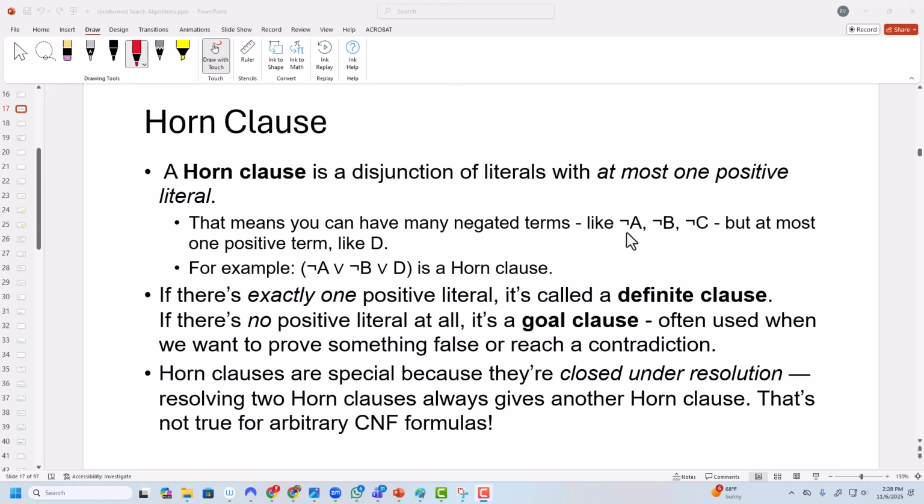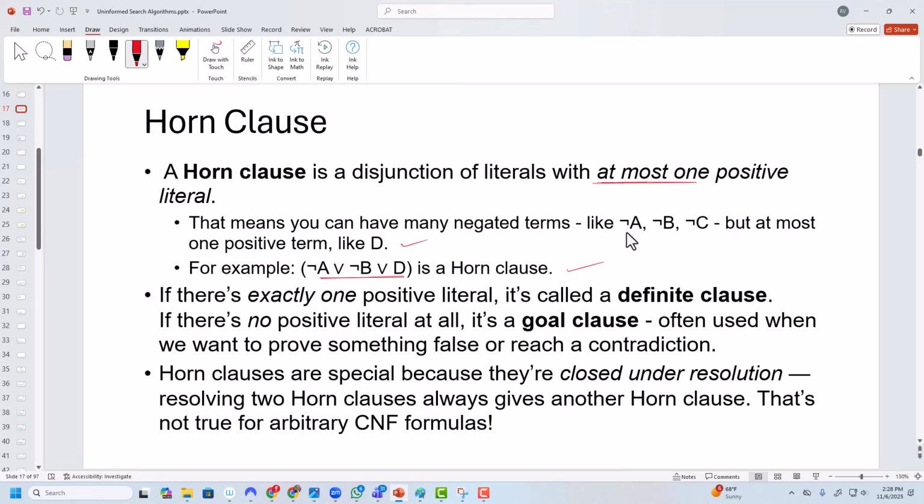Let's start with a basic idea. It's a simpler form of knowledge. A Horn clause is a disjunction of literals with at most one positive literal. At most one, that's the important thing. So it's a disjunction. This is an example of a Horn clause: not A, not B, or D. You can have many negative items, but at most one positive. So this is a Horn clause.